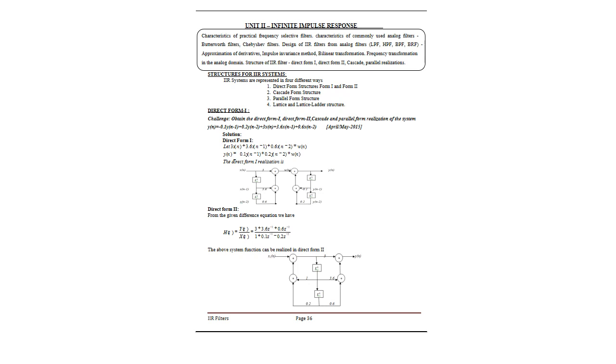Then what are the characteristics commonly used for analog filters, Butterworth filters, Chebyshev filters. Likewise, we are going to see about the characteristics. Then we have to design the IIR filters from the analog filters. For that, we have used the low pass filter, high pass filter, band pass filter and band reject filters.